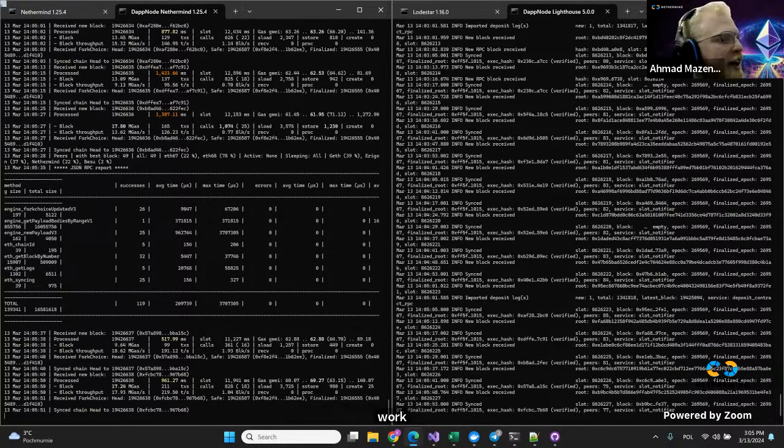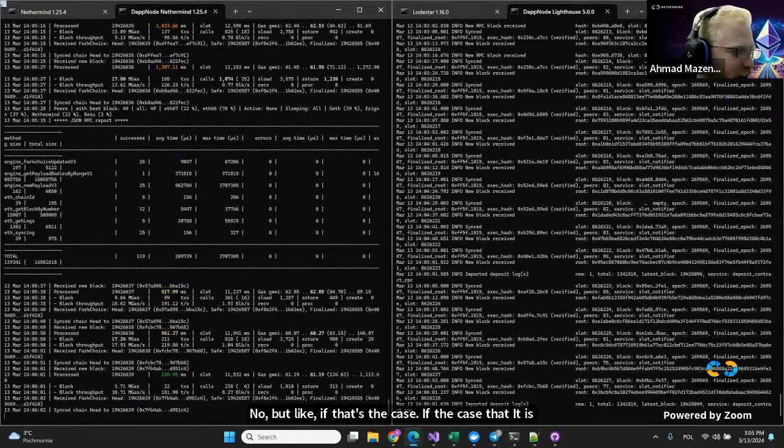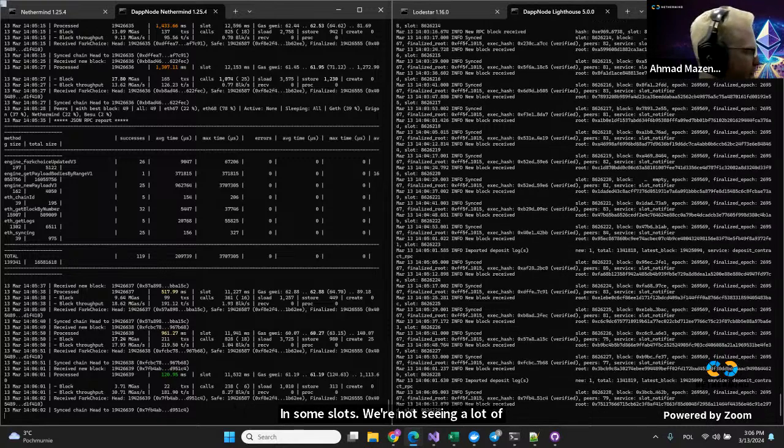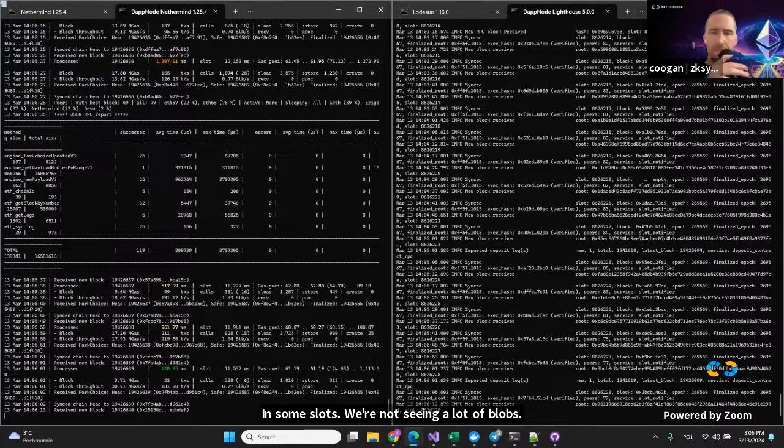No, but if it is the case that some builders are not supporting blobs, then you would see some blocks that are full of blobs, like with 6 blobs. But till now, we're seeing 1 or 2 blobs in some slots. We're not seeing a lot of blobs, or maxed out blob space, basically.